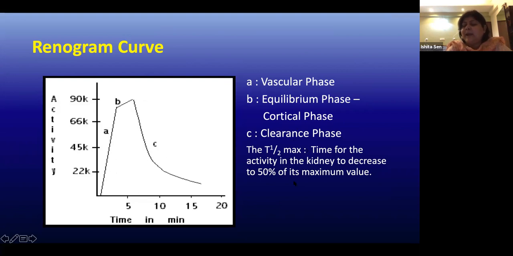And the T half max, a value which everybody is very obsessed about, is the time for the activity in the kidney to decrease to 50% of its maximum value. So if you have a maximum here and you have a 50% value here, this time is called the T half max. So the time it takes for 50% of the tracer to be cleared from the kidney, the 50% of the maximum tracer, that is the T half max.